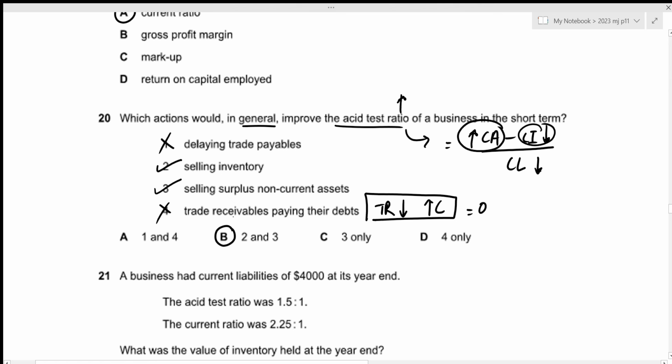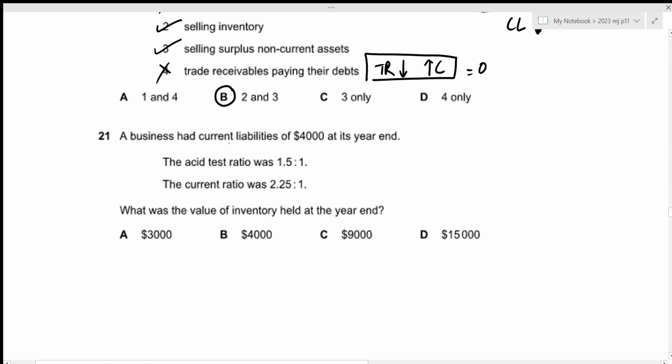Let's move towards the 21st question. A business had current liabilities of 4,000 at its year end. Acid test ratio was 1.5 to 1. Current ratio was 2.25 to 1. We need to figure out the value of inventory held at the year end, which is the closing inventory.